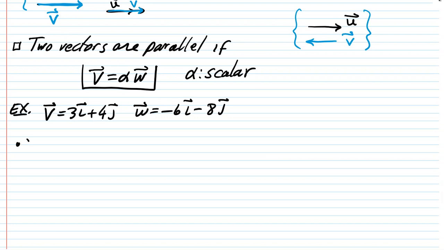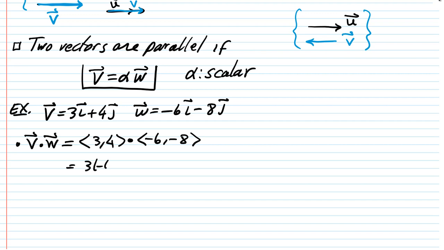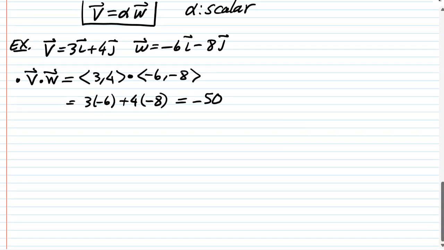So for this one, let's find the dot product, v dot w. Well, v dot w is going to be 3, 4 dotted with negative 6, negative 8. And for the dot product, you multiply 3 by negative 6, plus you multiply 4 by negative 8. First components, second components. So this is going to be negative 50. The fact that the dot product is not 0 tells me these two vectors are not orthogonal. Now, are they parallel? That remains to be seen. Let's find the angle between them.